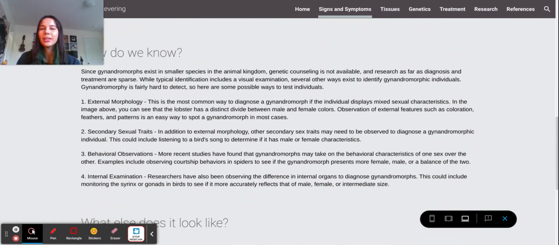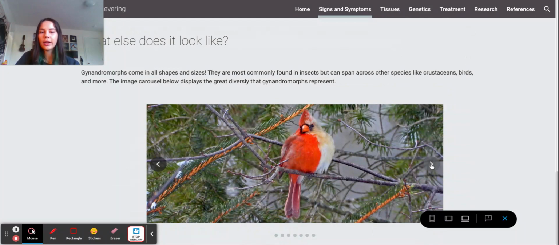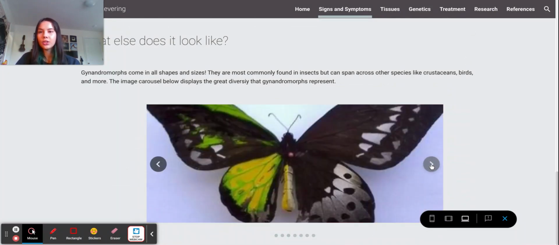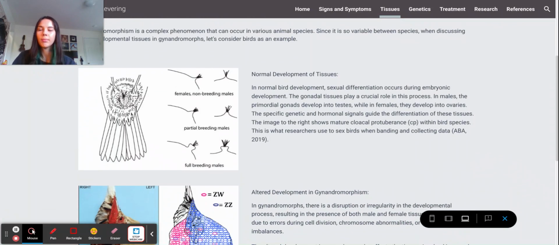Since it's not really a diagnosable condition, I talked about how you can identify them in the wild. Mainly that's external morphology, like secondary sex traits, but also sometimes behavioral observations and internal examination if you're doing research for it. Then I include a little image carousel so the readers can get a bigger idea of how these manifest in different species.